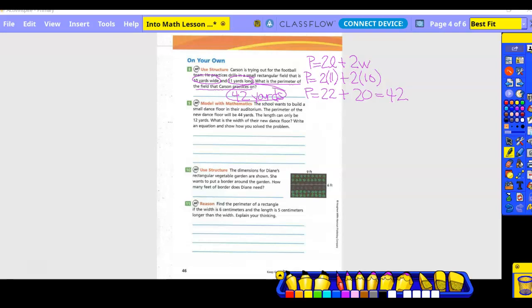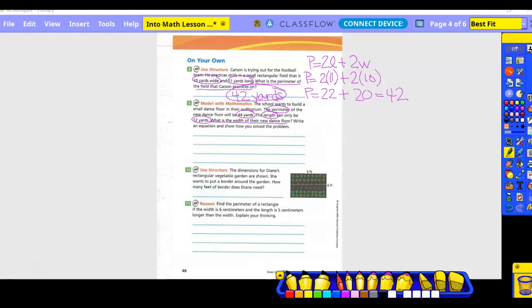Number 9, model with mathematics. The school wants to build a small dance floor in their auditorium. The perimeter of the new dance floor will be 44 yards. The length can only be 12 yards. What is the width of the new dance floor? Write an equation to show how you solve the problem. So we're just going to show our work on the line. Our perimeter is 44 yards and our length is 12 yards, and they want to know the width.